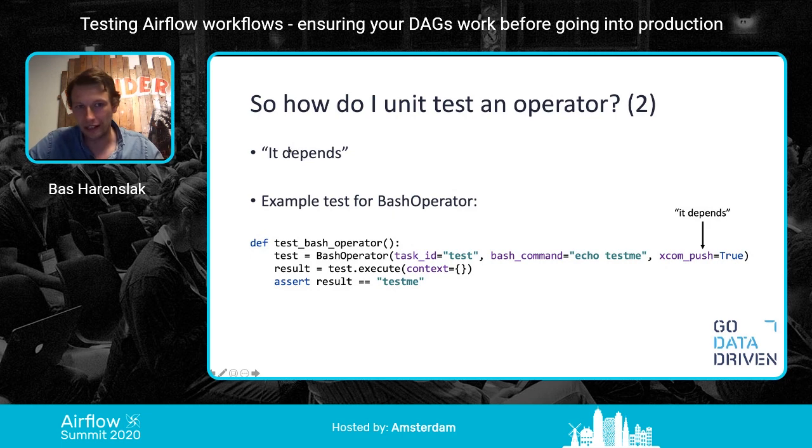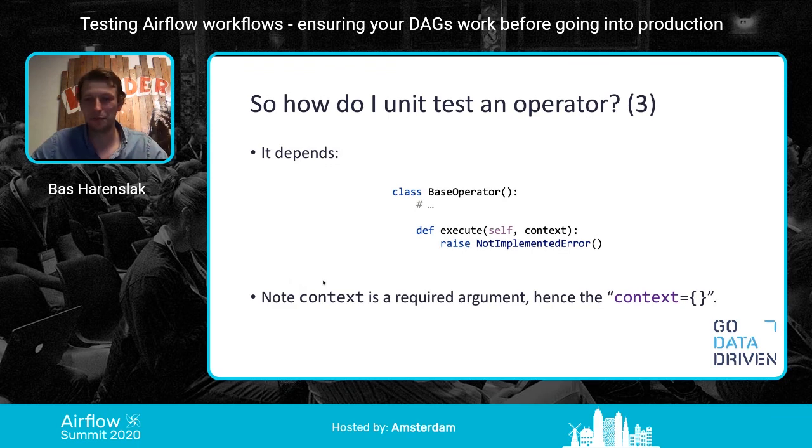And the reason I say it depends how you unit test operators is, here's one example. The XCOM push equals true. The bash operator does not return values by itself, but when you give it XCOM push equals true, it would actually get the value from the standard out, which in this case will hold test me, and then return that as a value. So with this, we can capture basically the outcome, which is test me, assert it, and again ensure that the bash operator works.